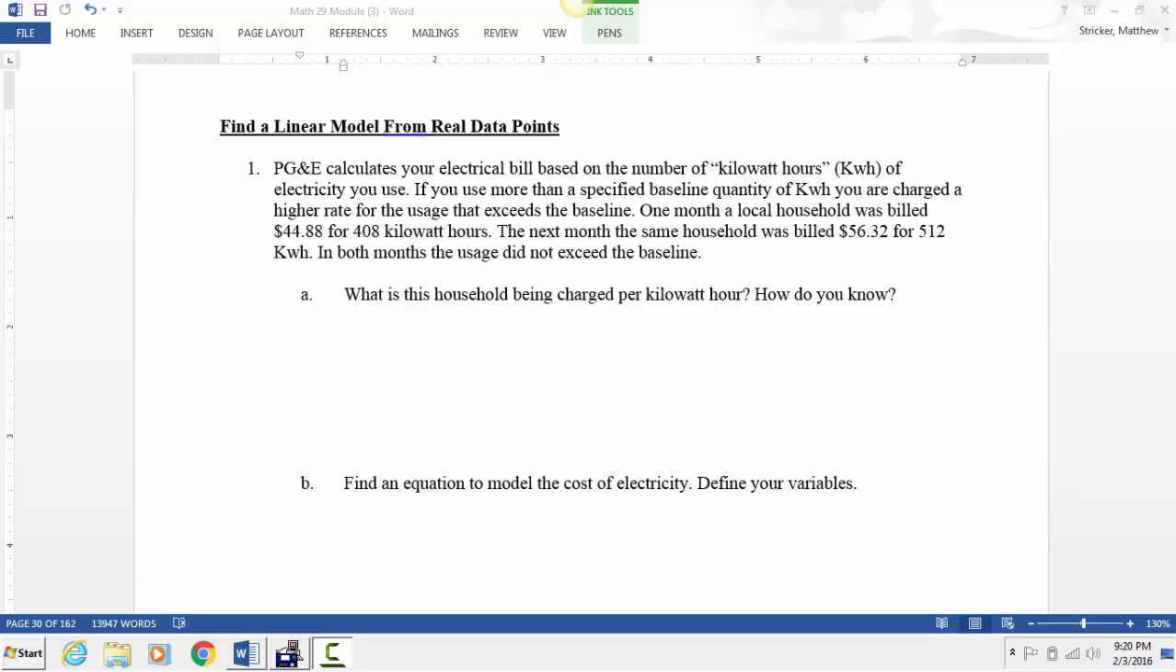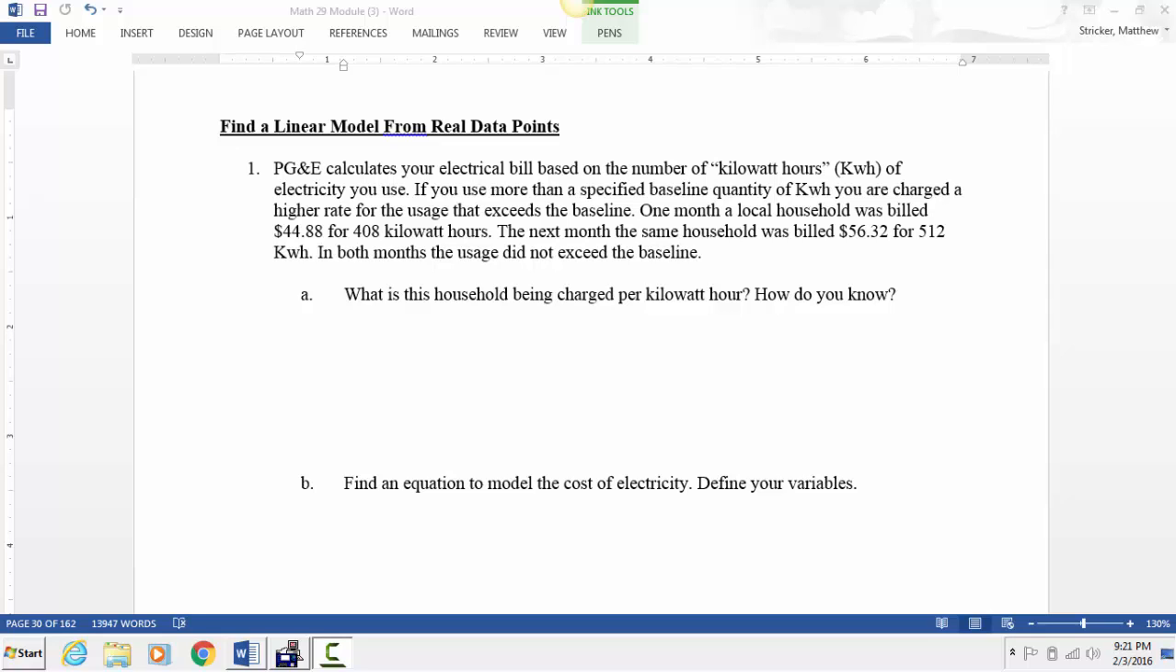One month, a local household was billed $44.88 for 408 kilowatt hours. The next month, the same household was billed $56.32 for 512 kilowatt hours. If in both months the usage did not exceed the baseline, what is this household being charged per kilowatt hour, and how do you know?